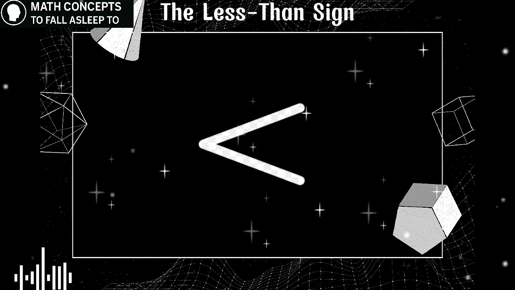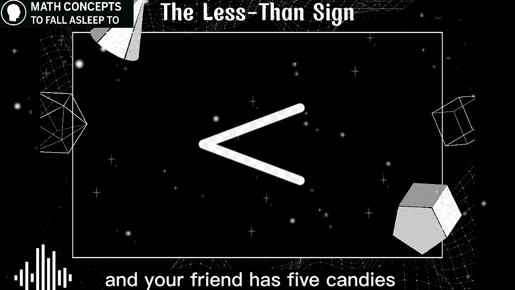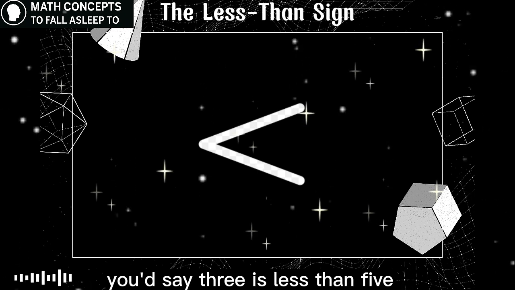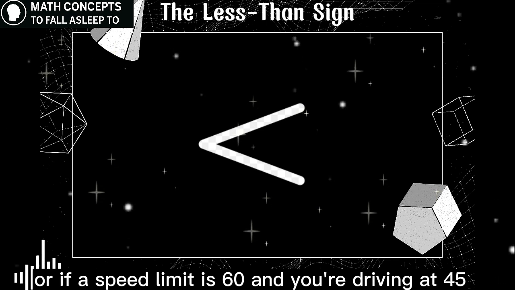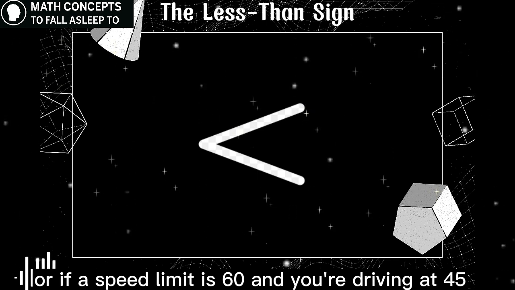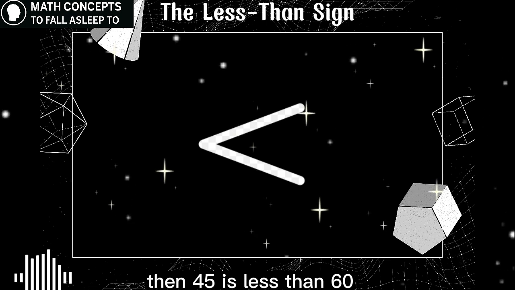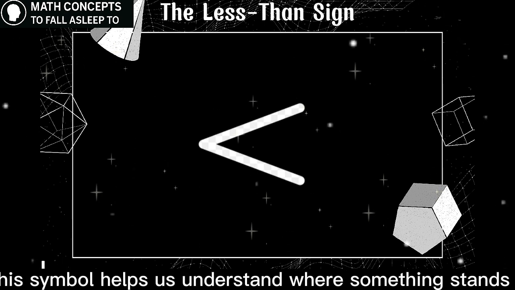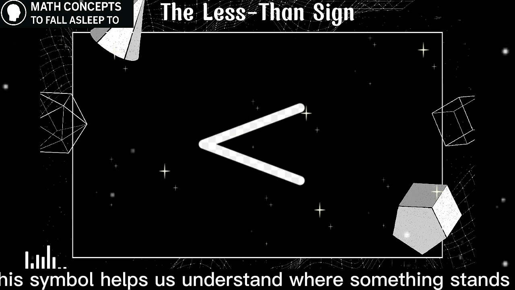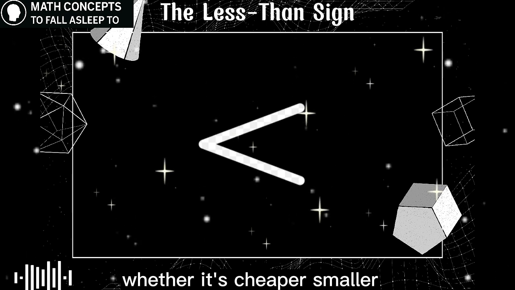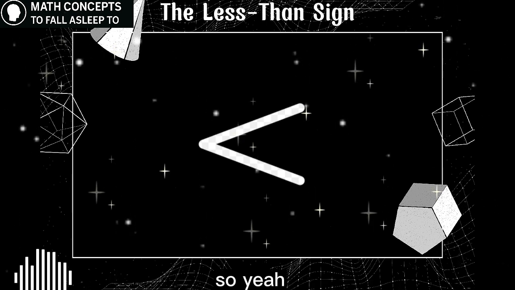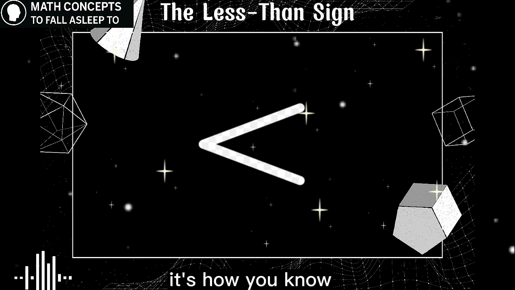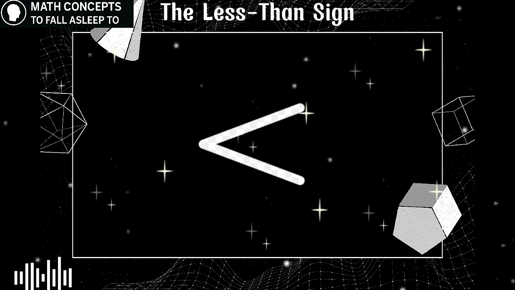Practical example. Imagine you have 3 candies and your friend has 5 candies. You'd say 3 is less than 5. Or, if a speed limit is 60, and you're driving at 45, then 45 is less than 60, which means you're safe and not getting a ticket. This symbol helps us understand where something stands, whether it's cheaper, smaller, shorter, or slower. So yeah. Less than is like your everyday decision buddy. It's how you know when something doesn't quite measure up.